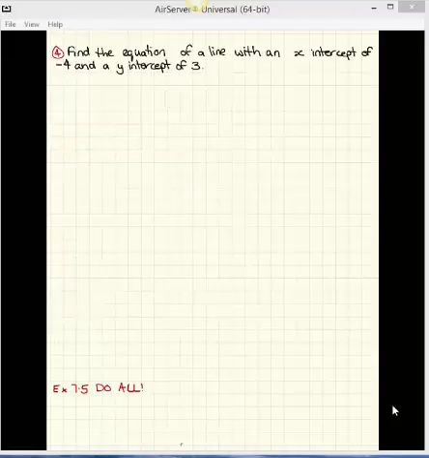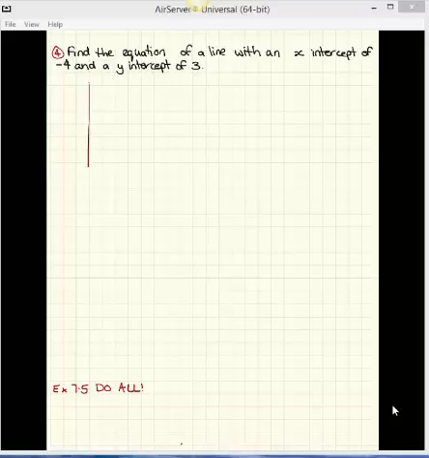Okay, so this question's a little bit tricky. We're asked to find the equation of a line with an x-intercept of negative 4 and a y-intercept of 3. So how do you think we might do that? Well, the first thing I want to do is just to draw a little picture so that we can figure out exactly what it is that they're talking about. They've told us that the x-intercept is negative 4 and that the y-intercept is 3.